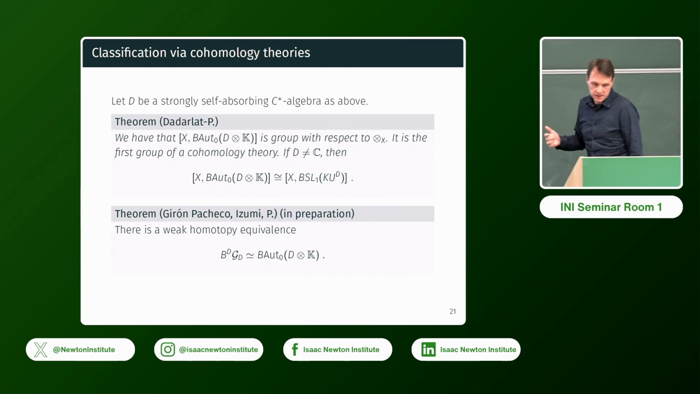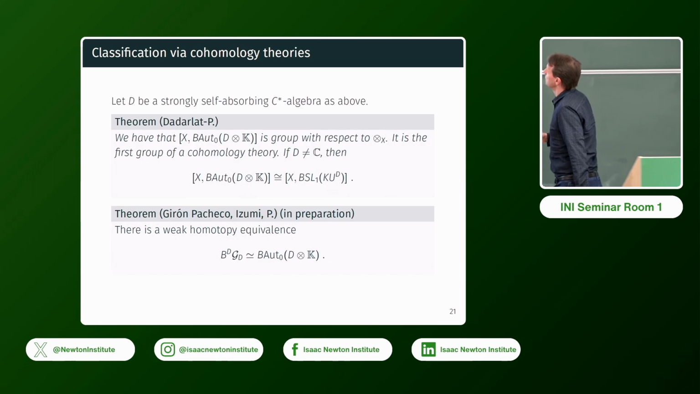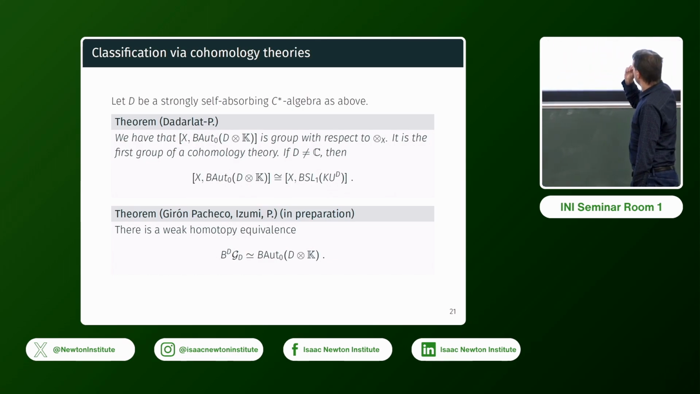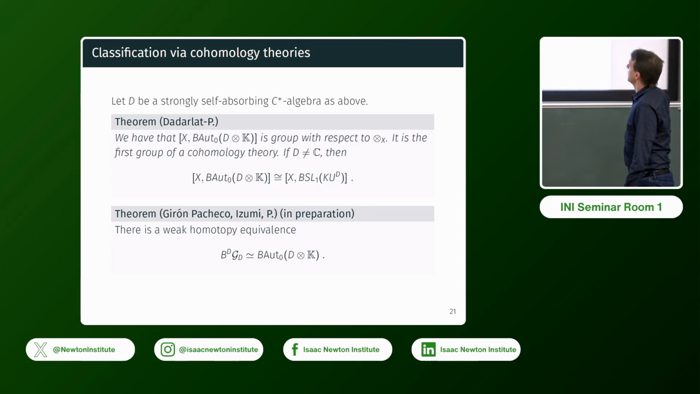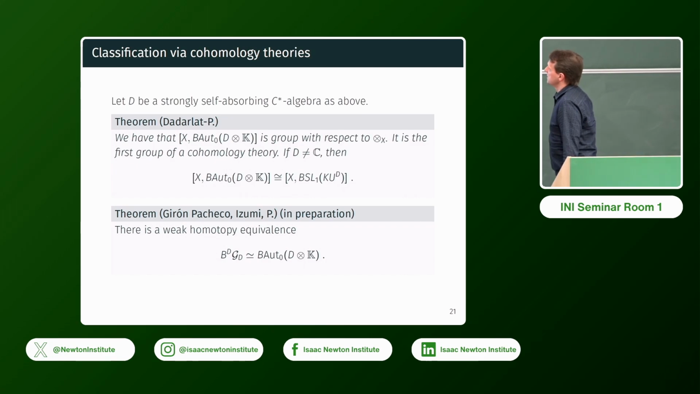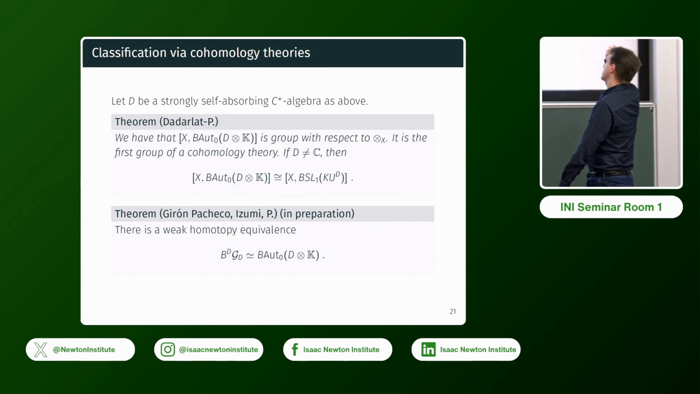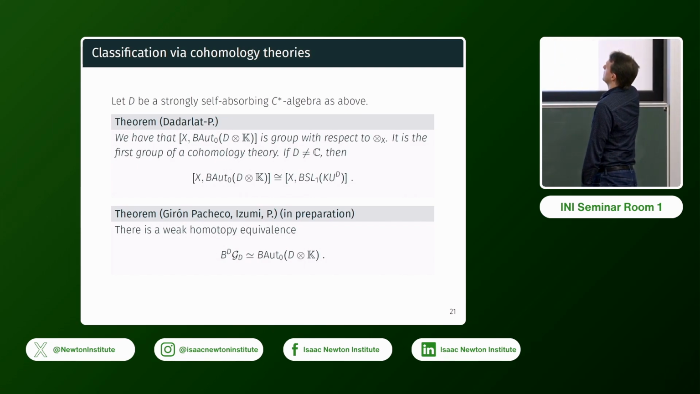And another thing that is great about this is actually if you pick one of those strongly self-absorbing C-star algebras, these homotopy sets that you get turn out to be groups. So that's the result that is now a few years old that I obtained together with Mario Stadler.